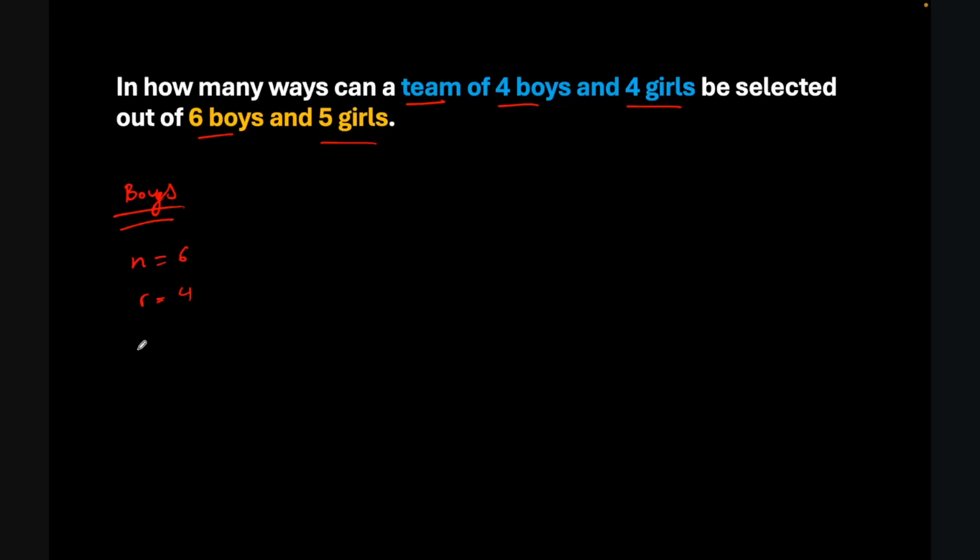As long as a certain boy 1 and boy 2 are selected, that's what matters. So the number of selections we have is 6C4. 6C4 is for boys. Now for girls, what do we have? Well, n is equal to 5, r is equal to 4, so our selections would be 5C4. Now that we have the number of selections for boys and girls, what do we do? We multiply them. I'll tell you why. We have 6C4 times 5C4.